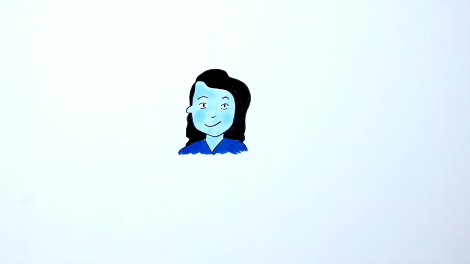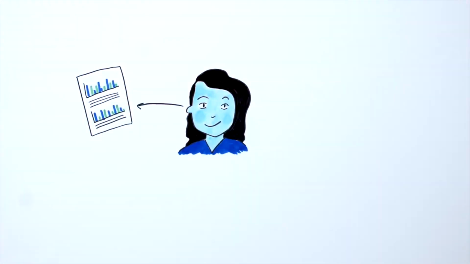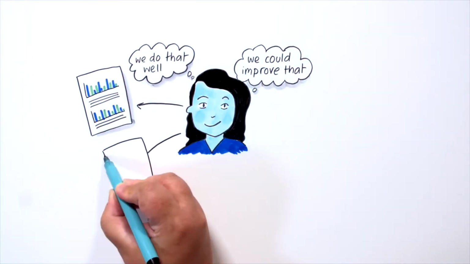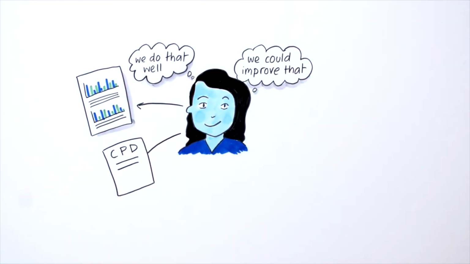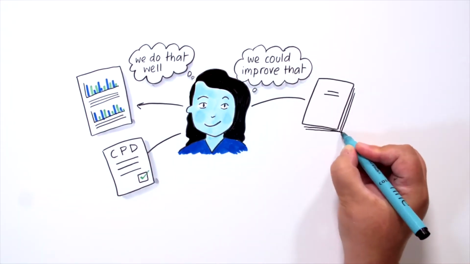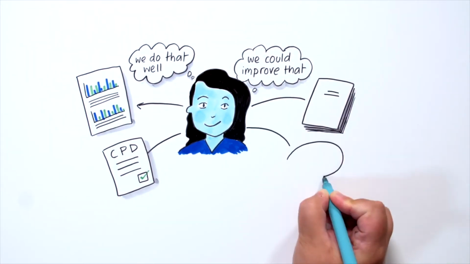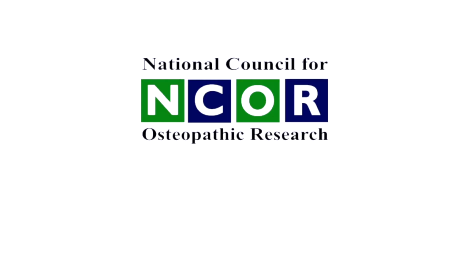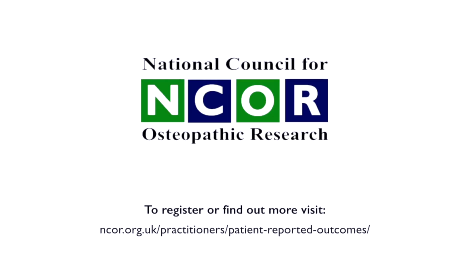Getting patient feedback allows you to reflect on what you are doing well and how you might enhance your practice to benefit patients. It can help you to meet the objective activity requirement of the General Osteopathic Council's CPD scheme. By taking part, you are also contributing to the collective evidence base for osteopathy and giving your patients a voice. To register or find out more, visit ncor.org.uk/practitioners/patient-reported-outcomes.